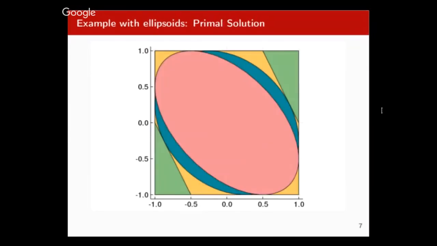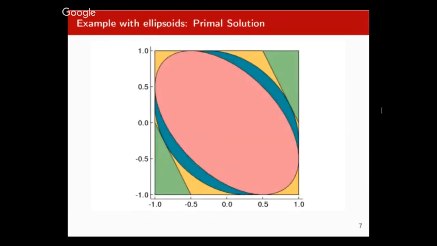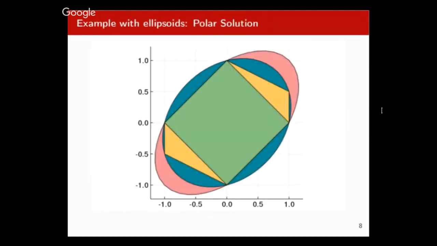So the polar of the square, it's this one. The polar of this yellow set, it's this one. And then the polar of the blue one, it's this one. The polar of the trace is this one. In fact, when you take the polar, the inclusion is the opposite. So instead of saying that you should be inside the square, the polar should be outside.